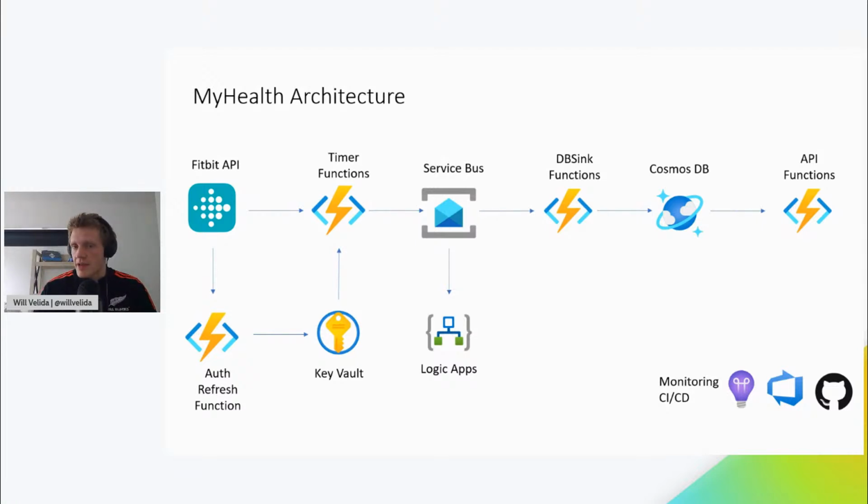And then we've got a little bit of basic monitoring and CI/CD as well that orchestrates this. So I've got Application Insights that monitors my functions, and I'll talk a little bit about how Application Insights works really well with Azure Functions. And then for CI/CD, I'm using GitHub to host my code, and then Azure DevOps to manage my build and releases. I'll talk a little bit about how that's working within this project.